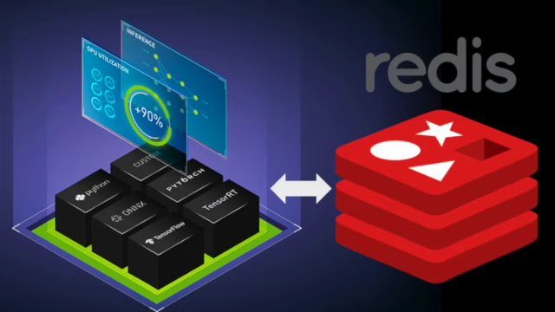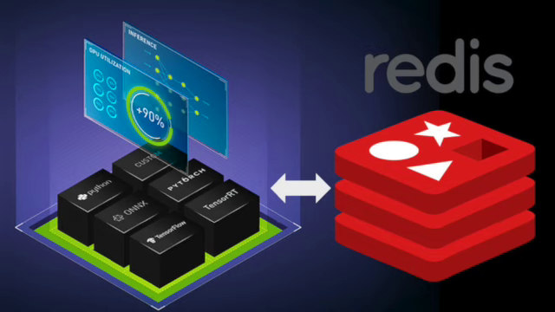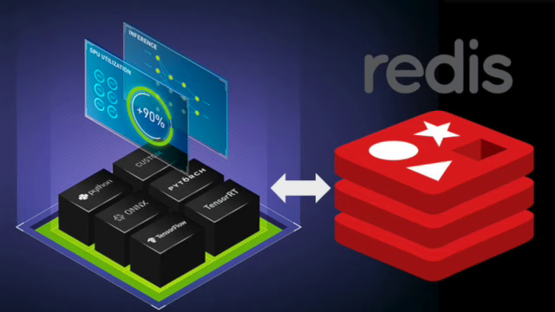Cache expiration. Set expiration times for cached items to ensure that stale data is not served. This helps maintain data freshness. Monitoring and metrics. Implement monitoring tools to track cache usage, hit rates, and other relevant metrics. This helps in identifying performance bottlenecks or issues.